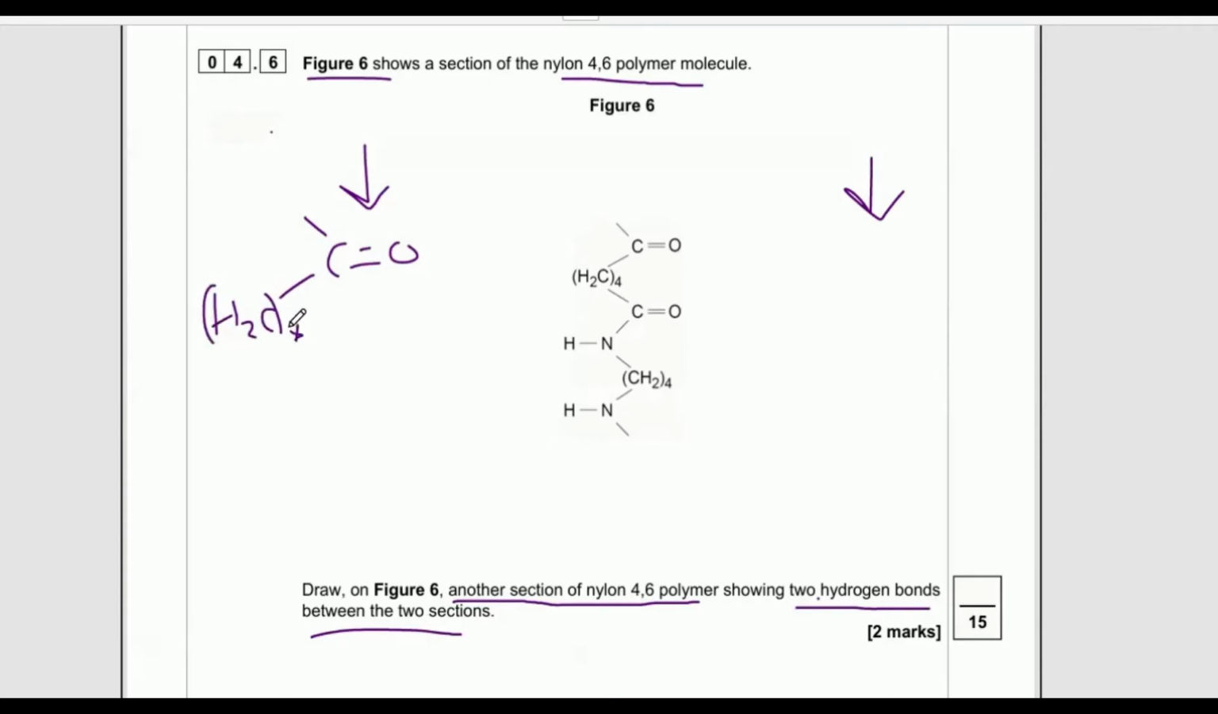Now, I'm just going to copy it out again. I'm a bit sloppy at this on the computer, but there we go. So just make sure that you get it all exactly right, and then just show how hydrogen bonds would form between 2 layers or 2 strands of this polymer.